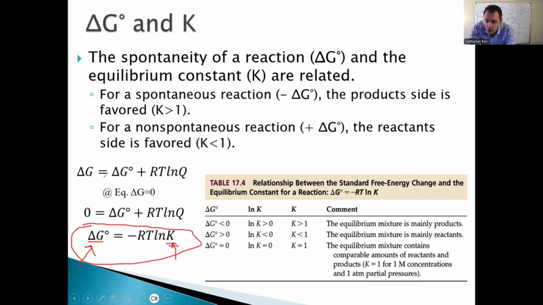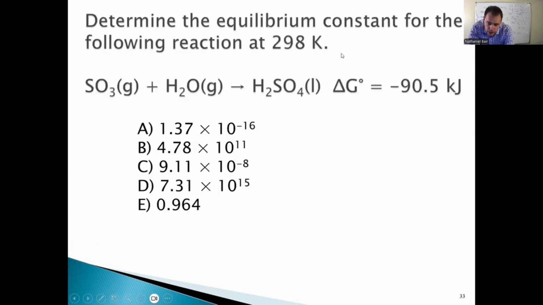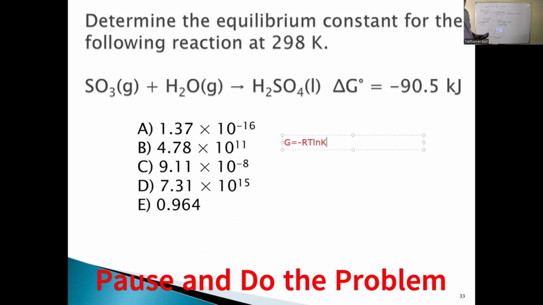Okay, so delta G standard equals negative RT ln K. I'm not going to make you derive that. If you need that equation, I'll give it to you. You don't have to memorize it. So they actually want you to solve for that here. Okay, so let's see, can I type this? Delta G standard equals negative RT ln K. So use this equation to solve for the equilibrium constant for this reaction at 298 Kelvin. Go ahead.